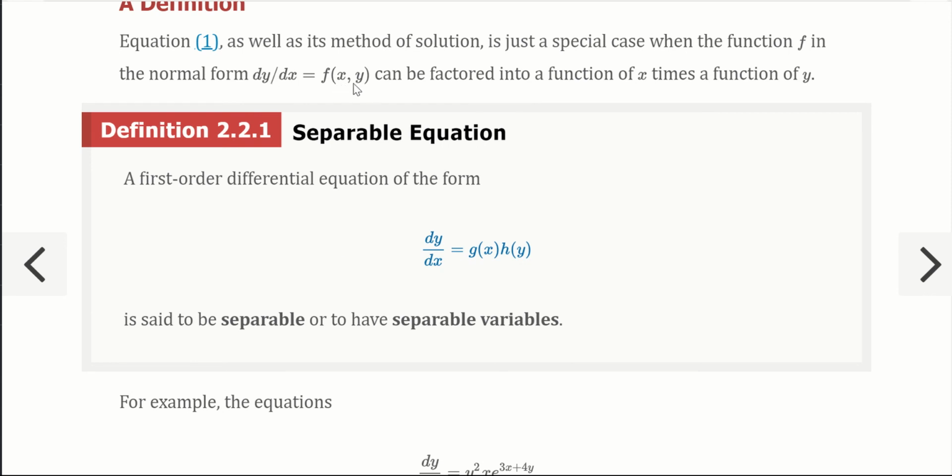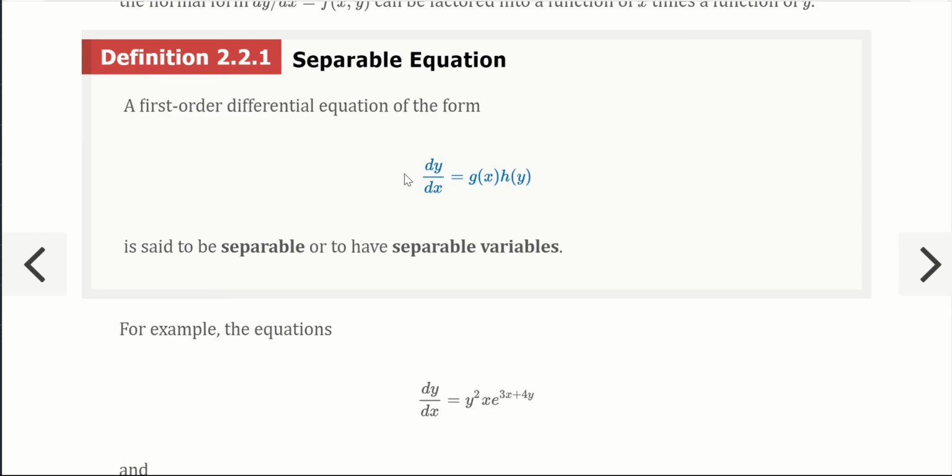The f of x, y doesn't necessarily have to be a function solely of x, by the way, in order to do this. But in general, if f of x, y can be factored, if you can write it as the product of some function of x times some function of y, then we're able to go ahead and separate the variables. So a first order differential equation of the form dy dx equals some function of x times some function of y is said to be separable or to have separable variables. Okay.